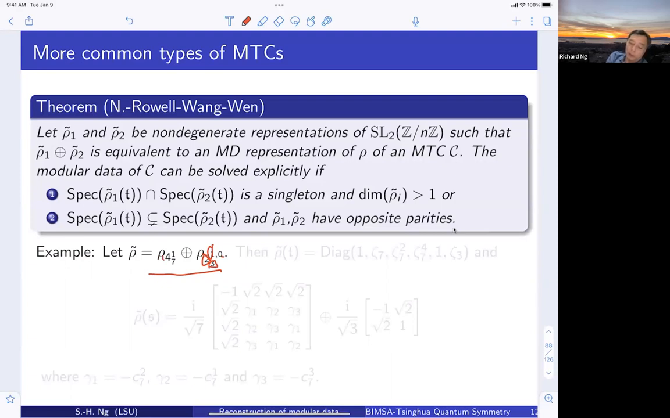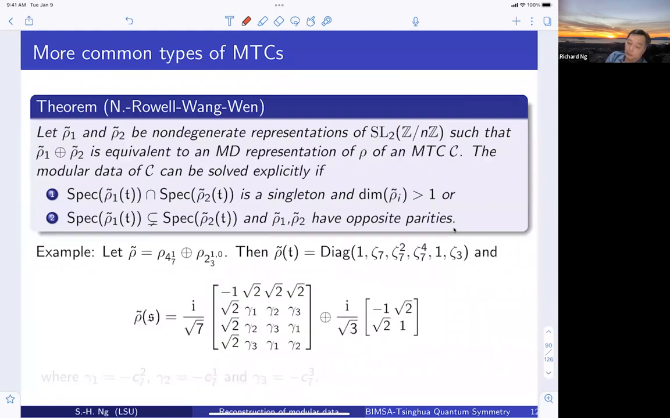The main terms are these: dimension 4, level 7, and the other one is dimension 2, level 3. Then you put them together. The T matrix will be just put together. So these 4 are the 7th roots of unity, and these 2 are 3rd roots of unity. So then I form a new representation now. But look at this, their spectrum, each of them is non-degenerate. Their spectrum only overlaps once. So according to the result, I am able to write down the modular representation associated with this one.